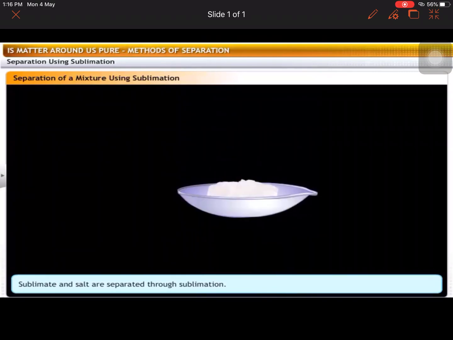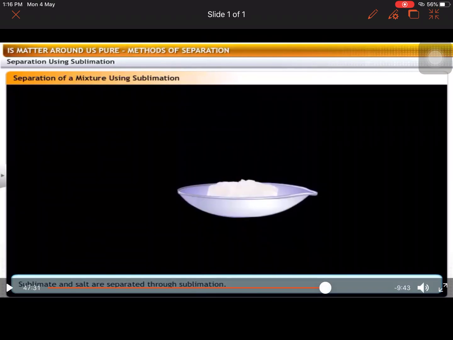To separate a mixture that contains a sublimable solid, one that goes directly to the gaseous state without converting into liquid, that is sublimation. For example, if you put naphthalene balls in a drawer of your table, after 3, 4, 5 days, or even a month, you will see the size of the naphthalene ball is reduced from its original size.